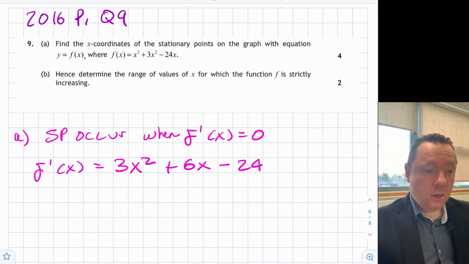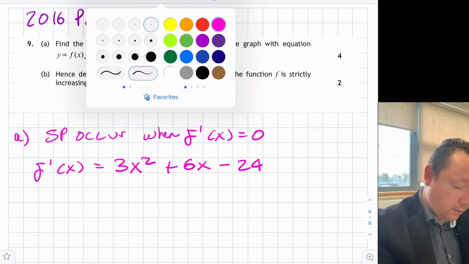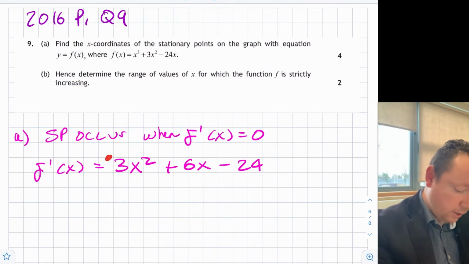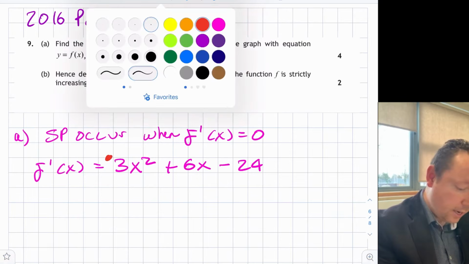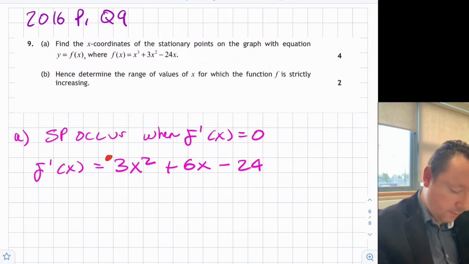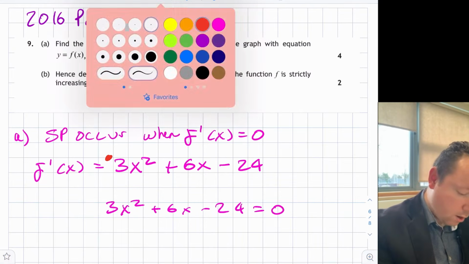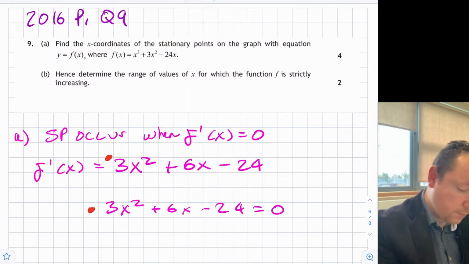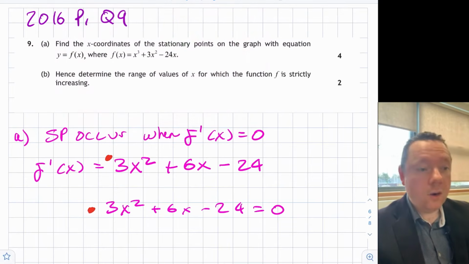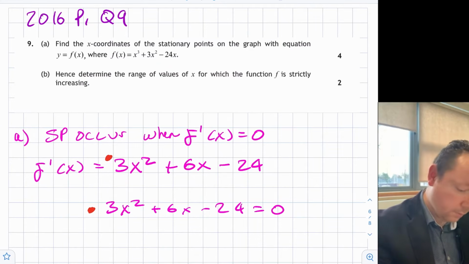We get a mark if we get one of those terms correct. So maybe just the 3x squared, you get a mark. Your second mark is for writing your statement and writing 3x squared plus 6x minus 24 equals 0. So there's mark 2 out of 4. And then we go on to solve that to get our third mark. So we factorise for a third mark and then solve it for a fourth mark.